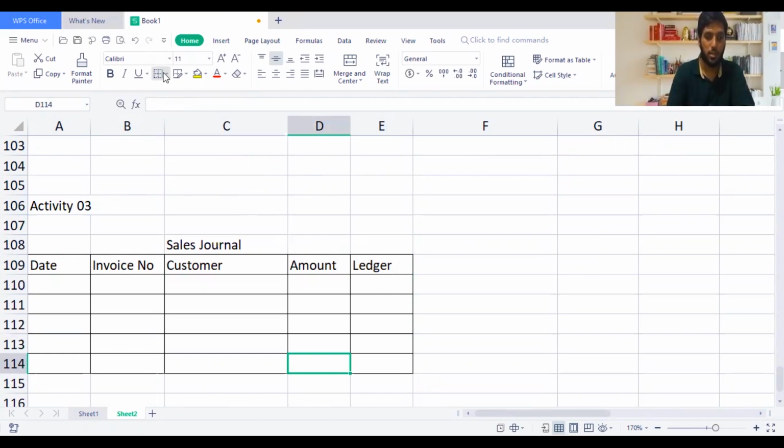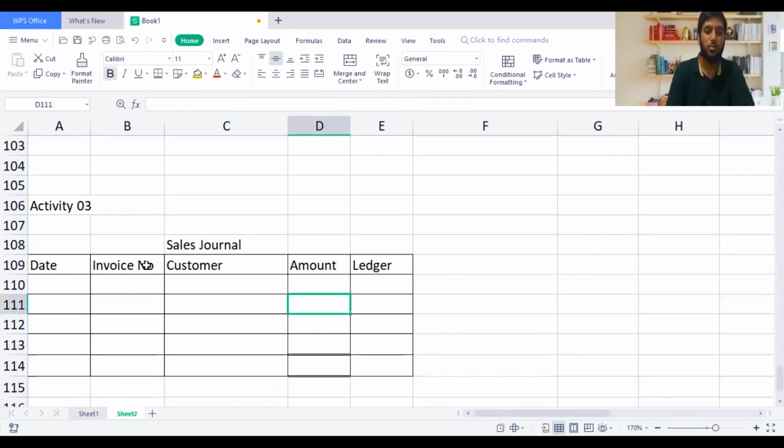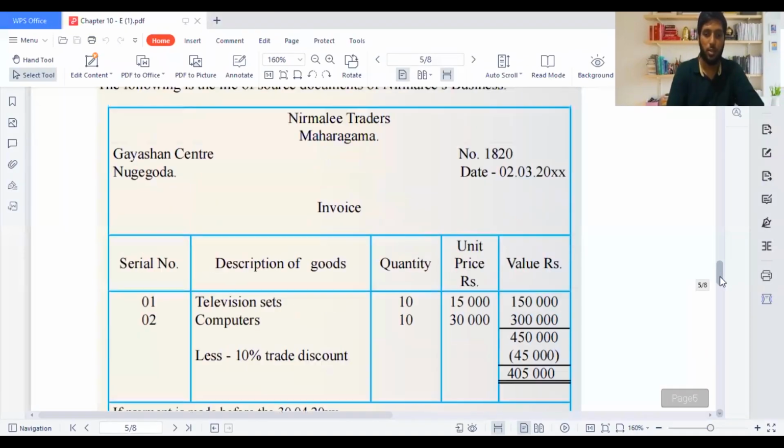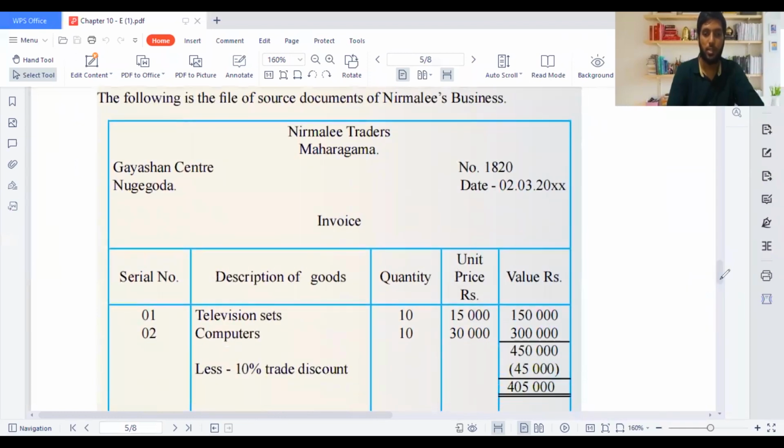So to make this question easy, finalize the sum in a fast manner. Moving on to the sum, what do we have? We have date, invoice, customer, total value, ledger page is done. So let me move on to the sum, guys. It's on 140th page. You guys can see we are selling for Gayashan Center. And what is the value we are selling? 405,000. So the invoice number is 1820.